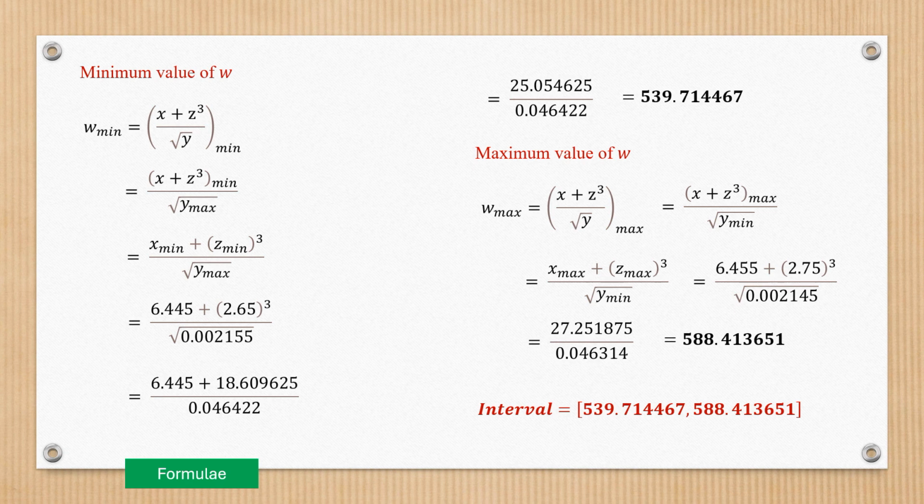So therefore the interval or the range shall be 539.714467, which is the lower value, the minimum value, and then 588.413651, which is the maximum value, and that is the answer they wanted.